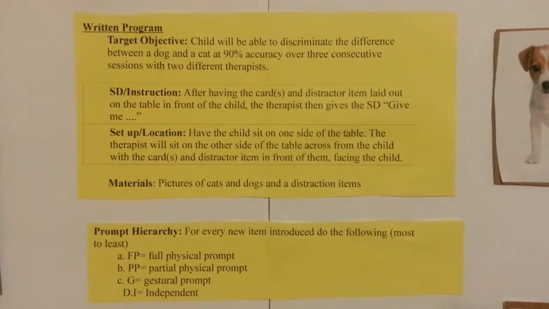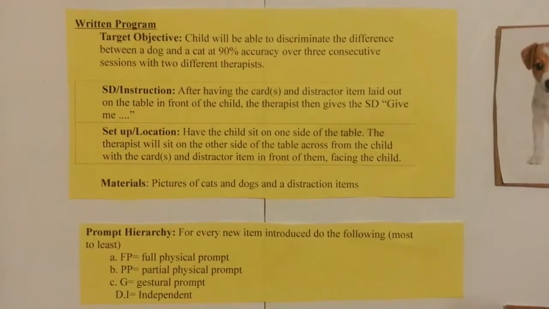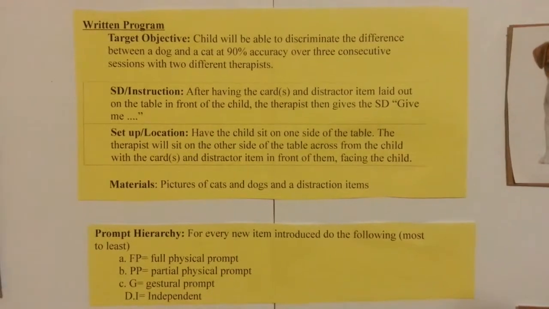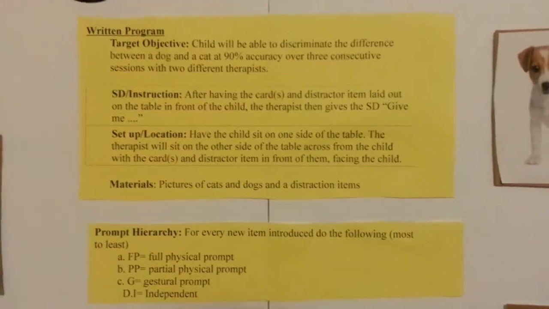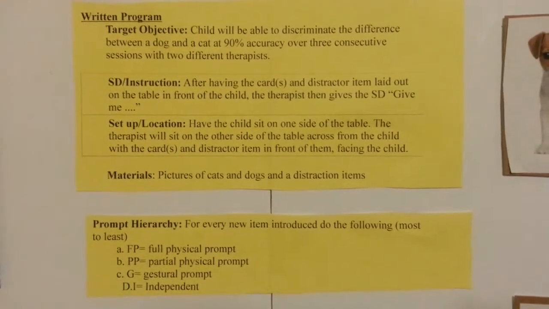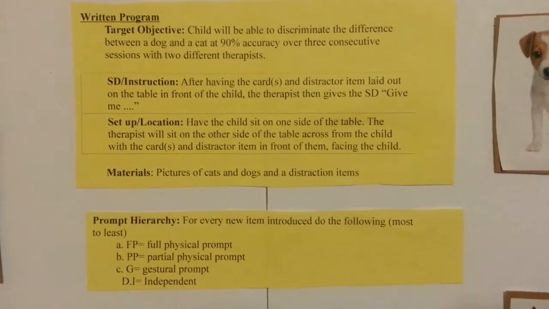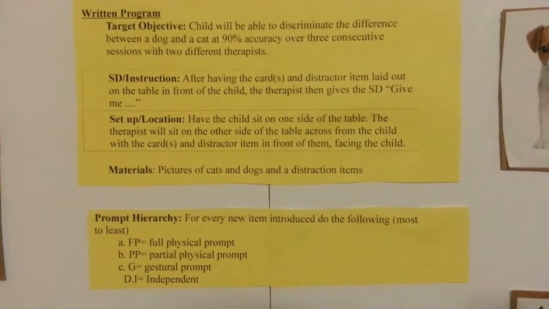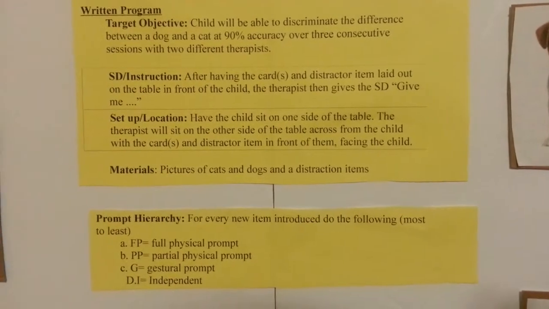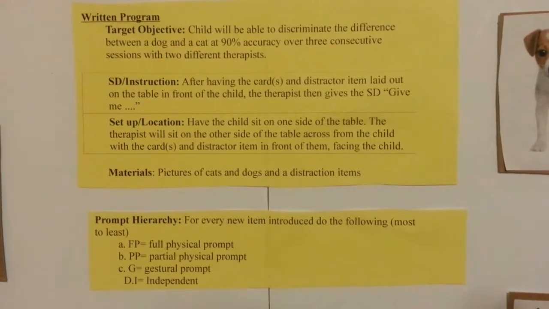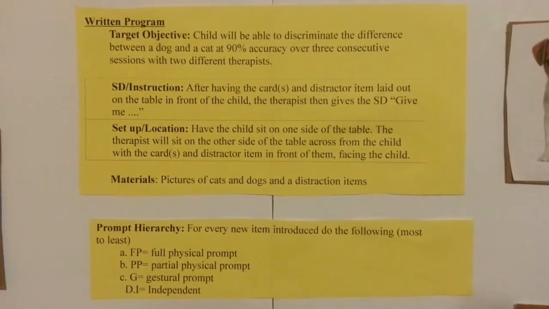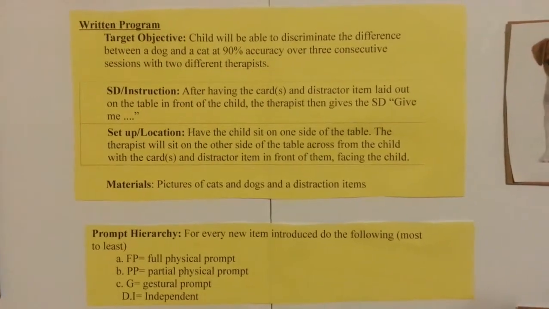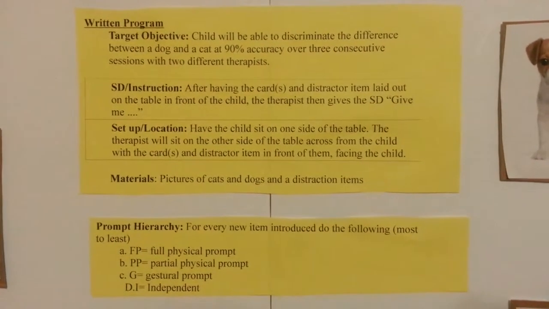Target objective. Child will be able to discriminate the difference between a dog and a cat at 90% accuracy over 3 consecutive sessions with 2 different therapists. Setup and location. Have the child sit on one side of the table in a therapy room. The therapist will sit on the other side of the table across from the child with the cards and instruction item in front of them facing the child.